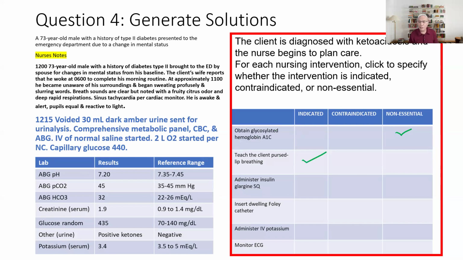How about administer glargine insulin? Indicated, contraindicated, or non-essential? What kind of insulin do you use for HHS and DKA? You said insulin drip IV. Yeah, but what kind of insulin? You remember there are several types of insulin. You have regular, short-acting. Yes. So what is a short-acting insulin? A regular insulin. That's what we use in treatment of DKA.